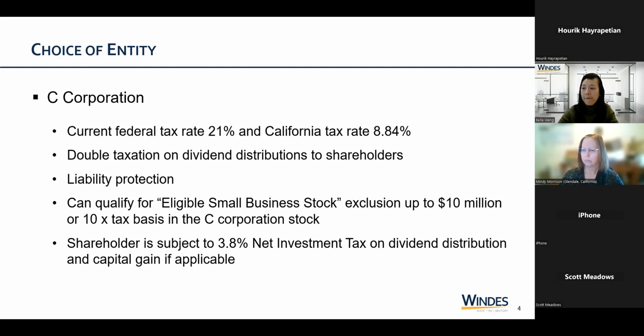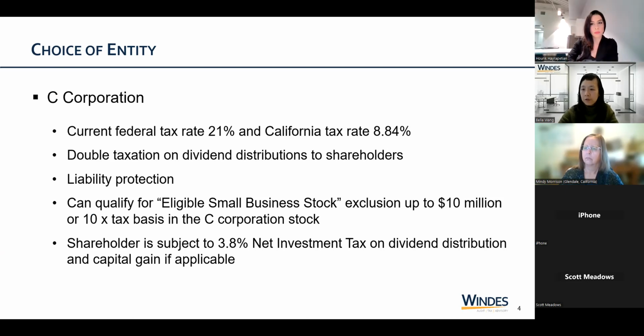The big advantage of having a C corporation is that if you end up selling your C corp stock, you get the qualified small business exclusion, which means you can exclude up to $10 million or 10 times your basis in the C corp stock for federal income tax purposes. So if you sold your C corp stock with a significant amount of capital gain, you may have a very large tax benefit. The other disadvantage is that when you take out a dividend, it's subject to that 3.8% net investment income tax.